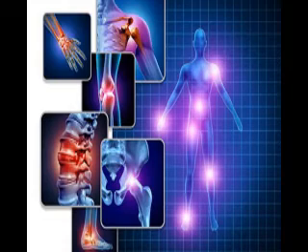In rigidity, the resistance to movement is sustained throughout the movement, and this is described as lead pipe rigidity. And when tremor is superimposed on the rigidity, this becomes jerky and is described as cogwheel rigidity, as seen in Parkinson's disease.